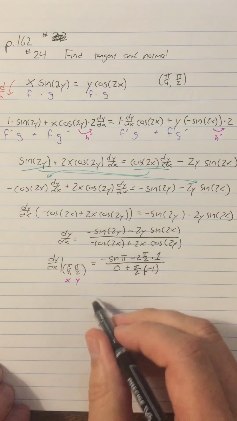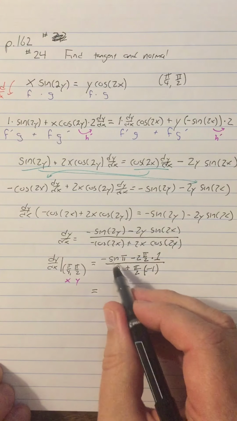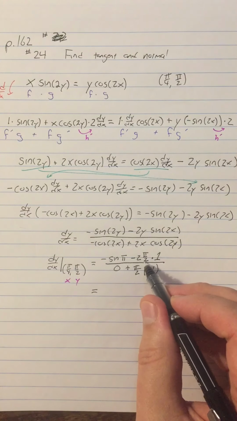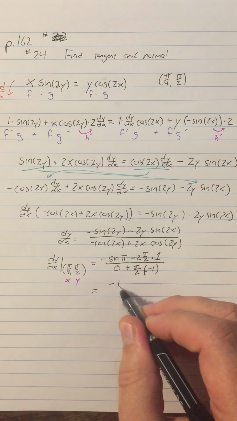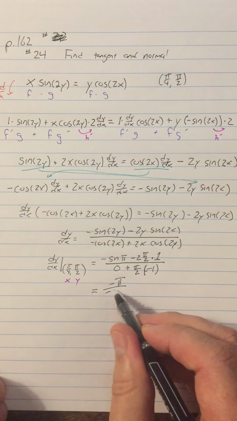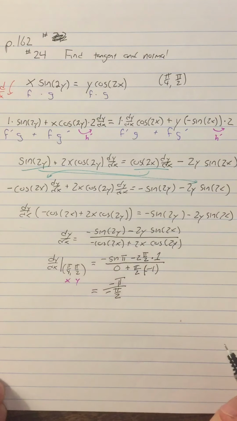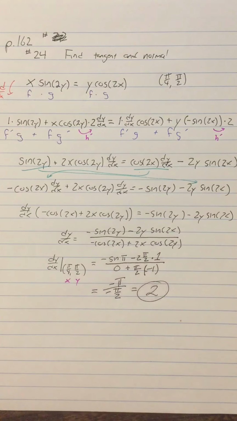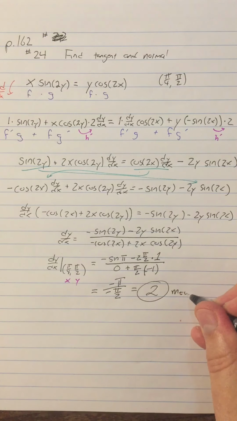Okay, I can't vouch for any of this. I'm doing it all in my head. All right, so now this is 0, and this is minus, let's see, the 2's cancel, so I think I just have negative pi in the top. And then in the bottom, it looks like I have negative pi over 2. Okay, and then the pi's cancel out, and I just have 2. Nice. Okay, now that's just the slope of the tangent.